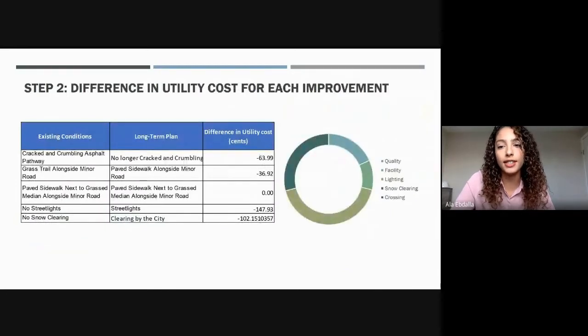Now, just to gain an idea of which improvements cause the biggest difference in societal cost, we can take a look at this chart. A negative value represents a decrease to societal cost. Looking through each of these improvements, the element that gave the greatest decrease would have the greatest benefit. And based on this chart, the new streetlights gave the greatest benefit to societal costs.